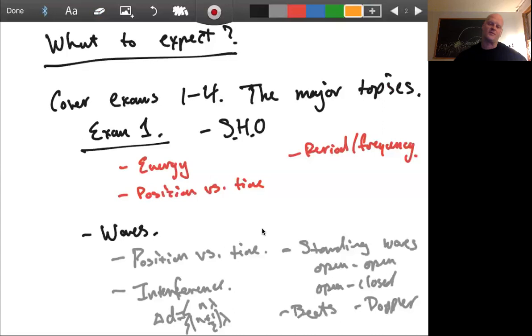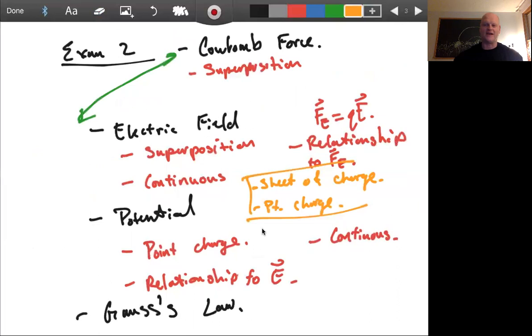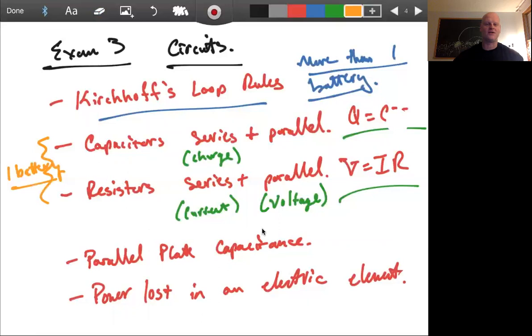First off, it's only going to cover exams 1 through 4. So here are the major topics again. Exam 1: simple harmonic oscillation and waves. Exam number 2: basically everything electric, so Coulomb force, Coulomb's law, superposition, electric fields, Gauss's law, another way to calculate electric fields, and also potentials. Exam number 3 is our circuits: Kirchhoff loop rules, capacitors in series and parallel, resistors in series and parallel. Parallel plate capacitance is a good thing to know, as well as power lost.